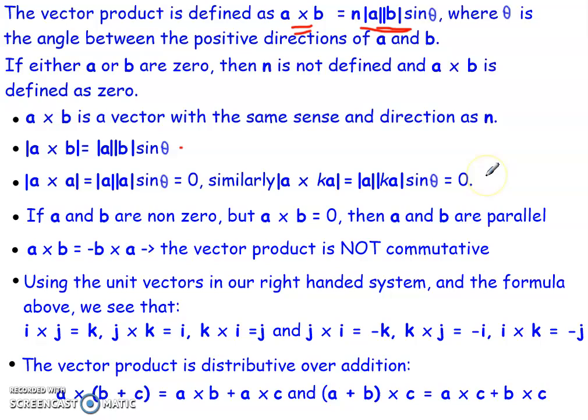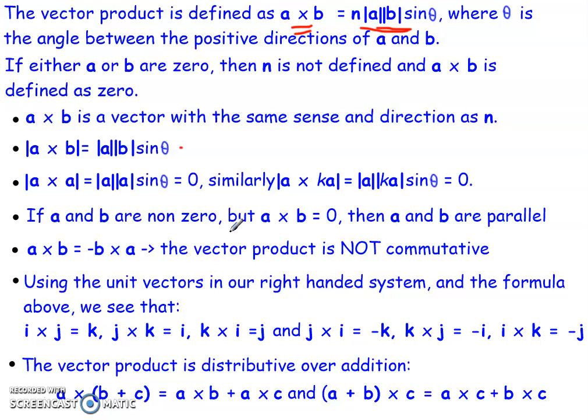Next rule I want you to remember is if A and B are non-zero, but we then calculate our cross product and we get an answer of 0, then A and B are parallel. So what that tells us is that we don't have a plane in three-dimensional space because we don't have a cross product, a vector product, that we can calculate and define to give us a normal to that plane. So two parallel vectors, we can't define a three-dimensional plane because of it.